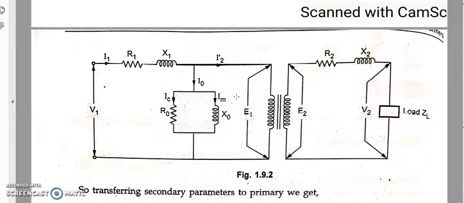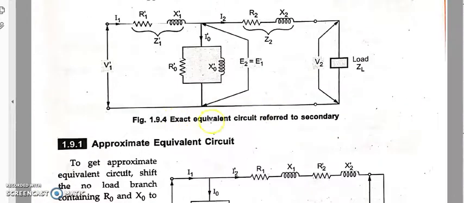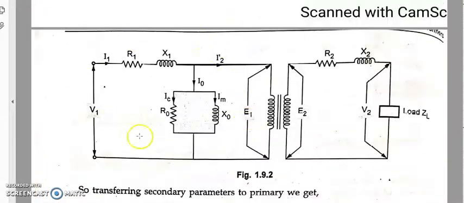Now we are going to transfer all the components present in the primary into the secondary. So that will become what? The equivalent circuit when referred to the secondary. Once again, I will transfer all these components into the secondary.